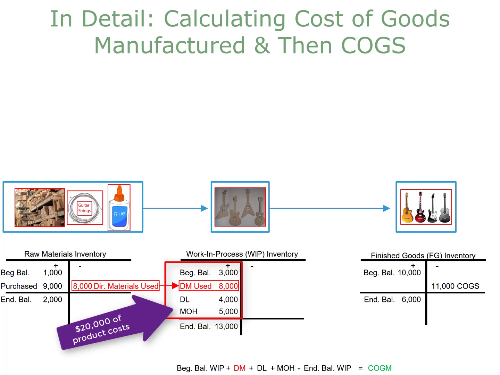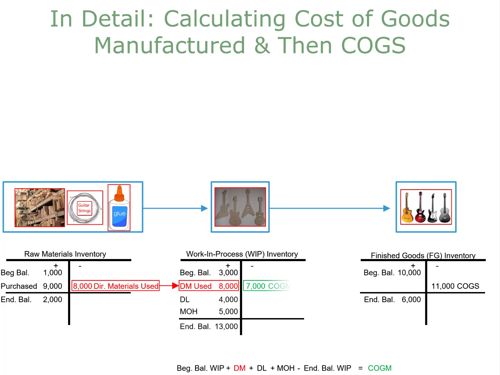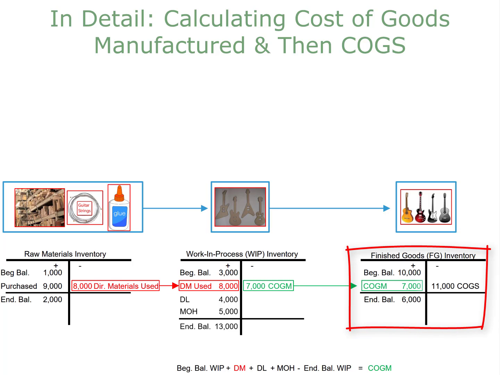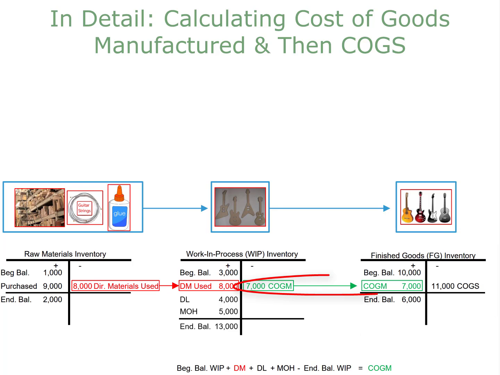So if we had $20,000 and the ending balance was $13,000, how much did the account decrease? 20,000 minus 13,000 means $7,000 of costs must have left the account. So why would $7,000 of guitar costs leave the work in process inventory account? Because they were finished and were transferred to the finished goods inventory account. So these $7,000 of costs were the cost to manufacture those guitars that were finished and transferred to finished goods, where they will wait to be sold.